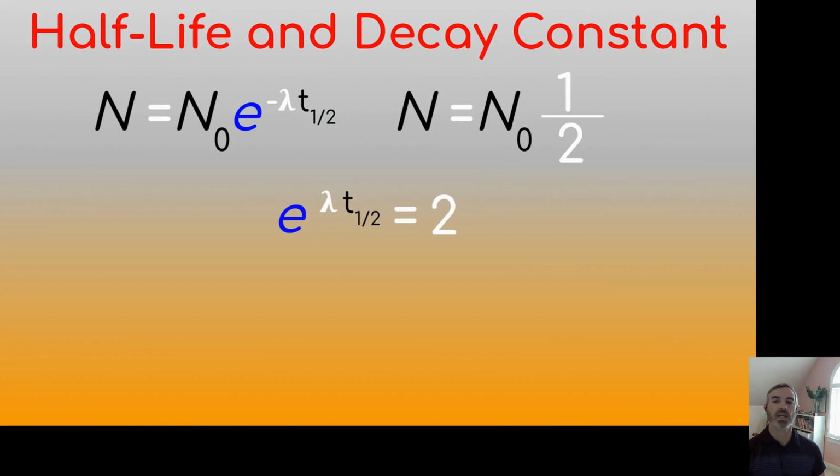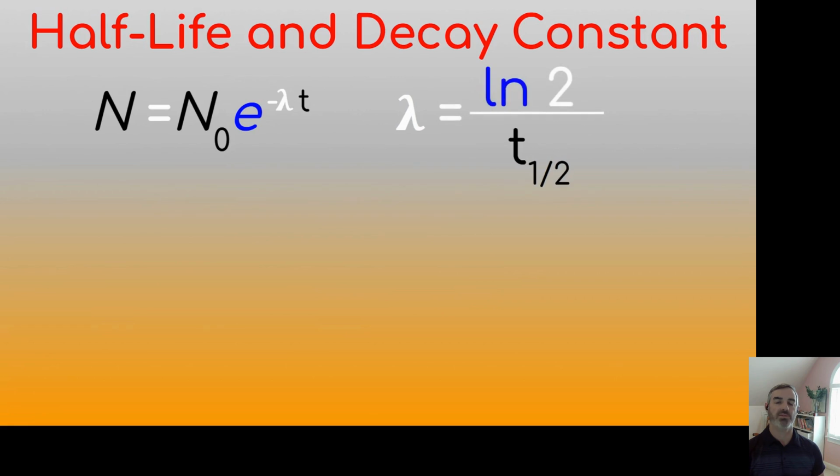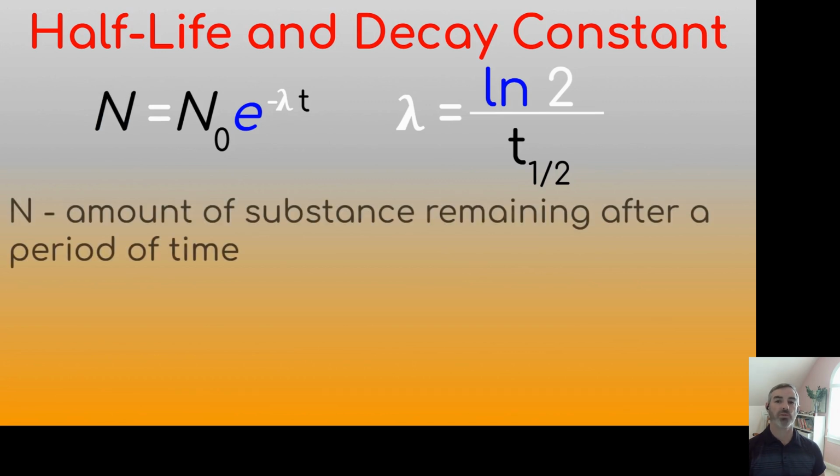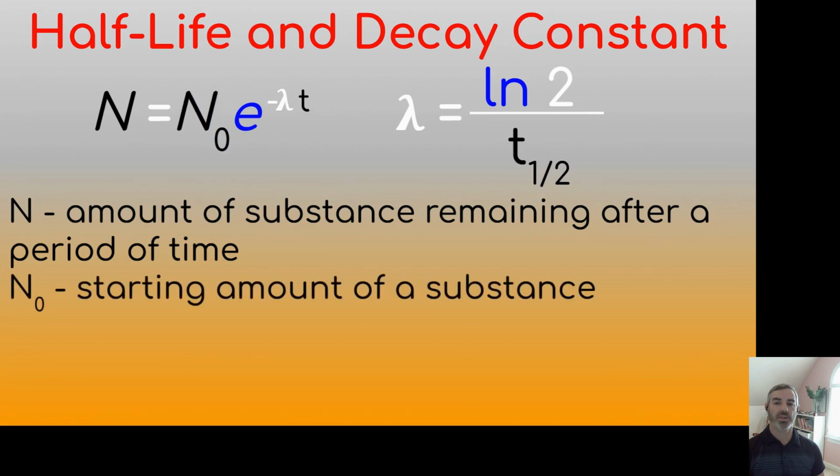Now we need to get the decay constant out of the exponent, so we're going to take the natural log of both sides. When we take the natural log of both sides, we end up with the decay constant times the half-life equals a constant, the natural log of 2. And then rearranging, solving for the decay constant, we end up with the decay constant equal to the natural log of 2 divided by the half-life of the substance. So this is the definition of the decay constant. Now we have our two half-life equations, where capital N is the amount of substance remaining after a period of time, and N naught is the starting amount of a substance, if that is known.